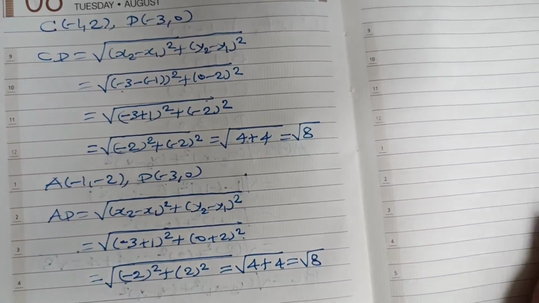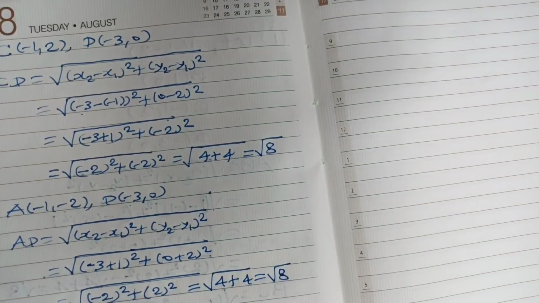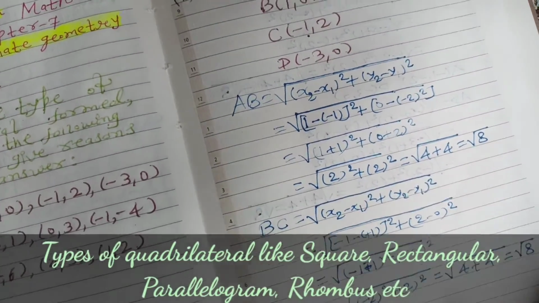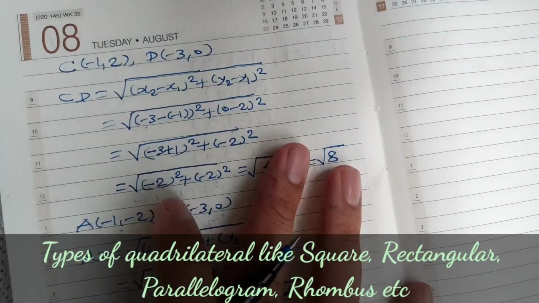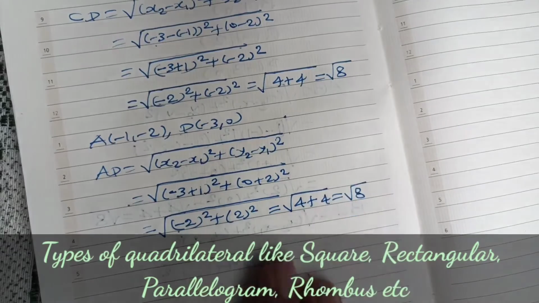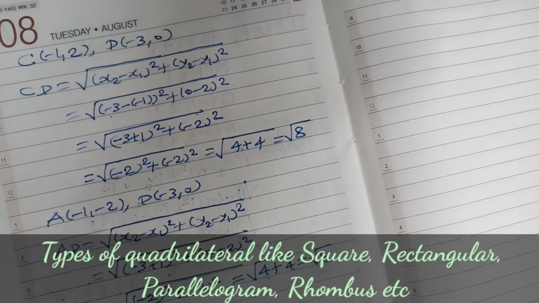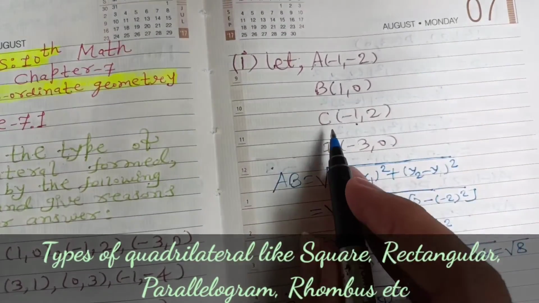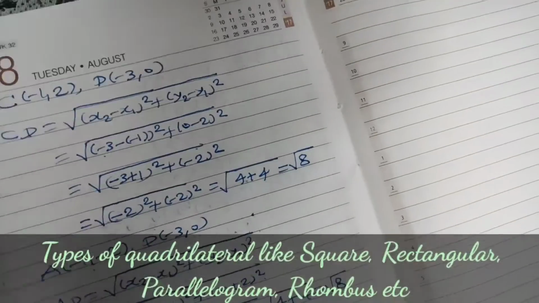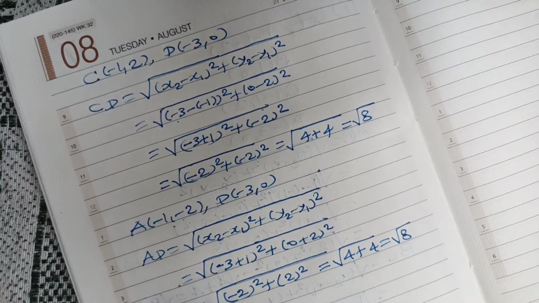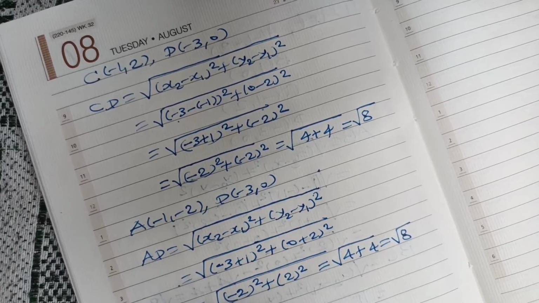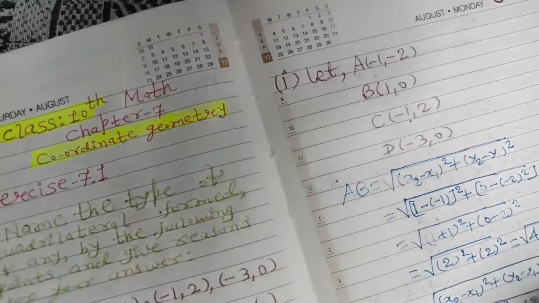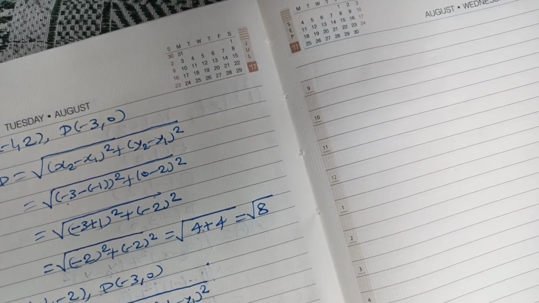Now see, all sides are the same, yes or no? AB is under root 8, BC is also under root 8, CD is also under root 8 and AD is also under root 8. So we are also going to find the diagonals, AC and BD. Now for the diagonal AC, the coordinate of A is (-1, -2) and C is (-1, 2).